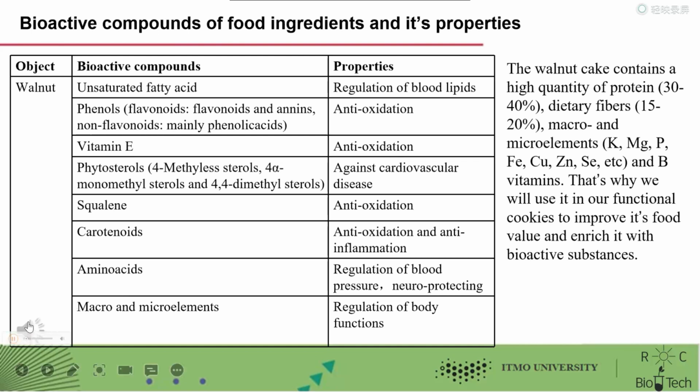The table shows the main bioactive ingredients and their functions in walnut cake. As we can see, the walnut cake contains a high quantity of protein, dietary fibers, macro and micro elements, and B vitamins. That's why we suggest to use it in the functional cookies to improve its food value and enrich it with bioactive substances.